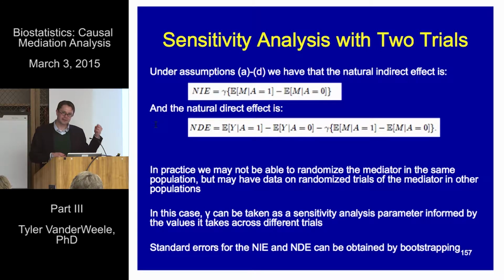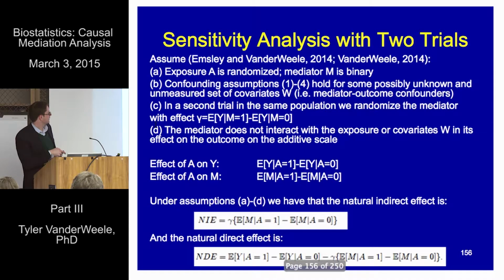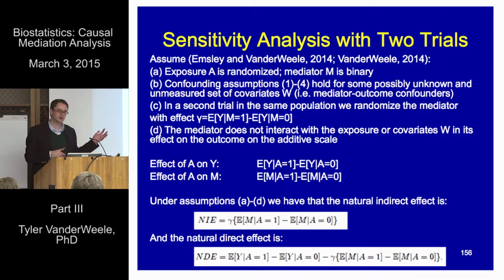In practice, and in the example we were looking at with the SMART trial, we didn't have data on what would happen if we randomized the mediator, if we randomized antidepressant use in that population. But we could look to other studies. We could treat the effect of the mediator on the outcome, the effect of antidepressant use on depressive symptoms, that gamma parameter, essentially as a sensitivity analysis parameter, which would then be informed by other trials in the literature.